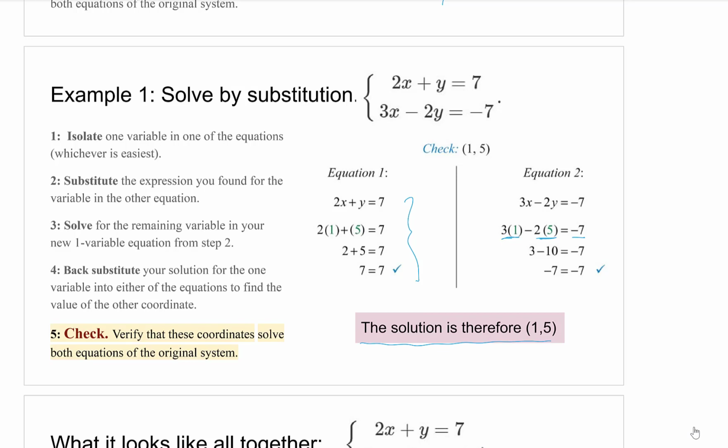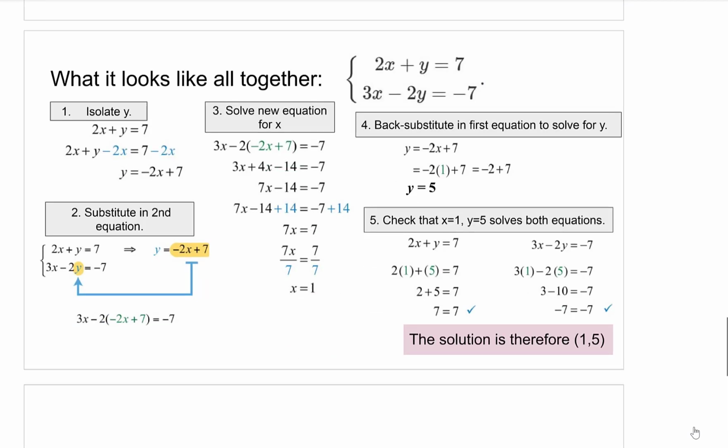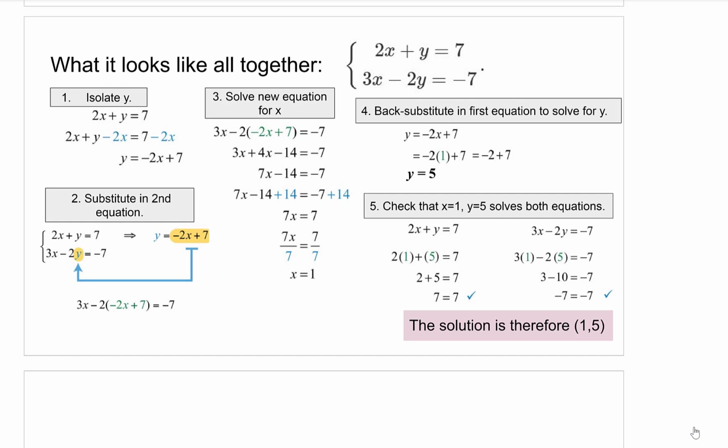Let me show you quickly just what that looks like all together. So now that we've broken down each step and had it on one screen, here they all are together. First, we isolated. We used that to substitute it into the equation we had not isolated with. We solved that equation, getting one of the coordinates. We back substituted to get the second coordinate, and then we checked that it worked, giving us our ordered pair.